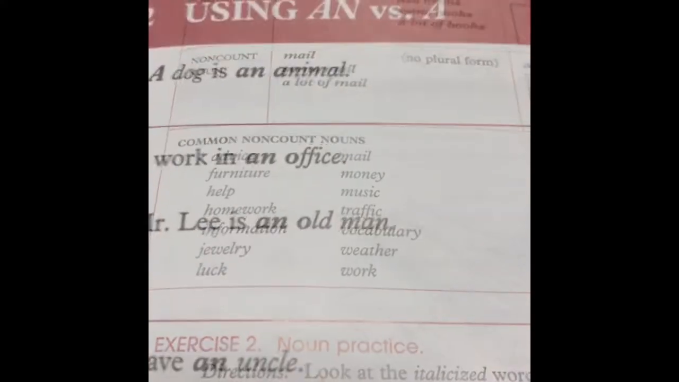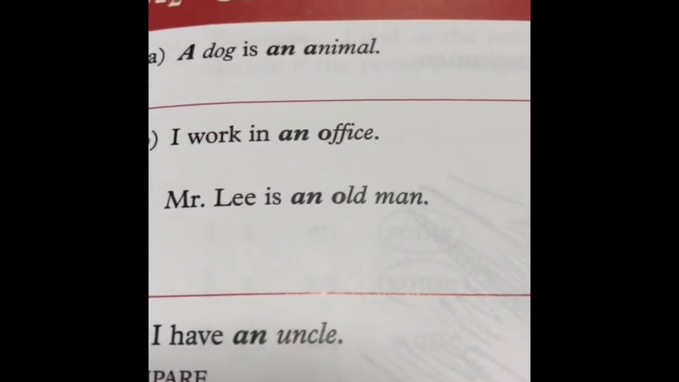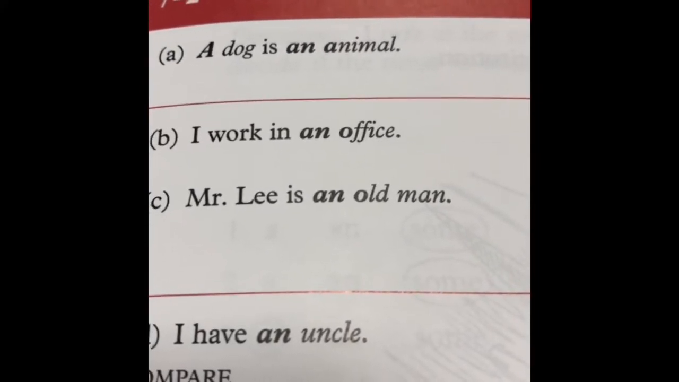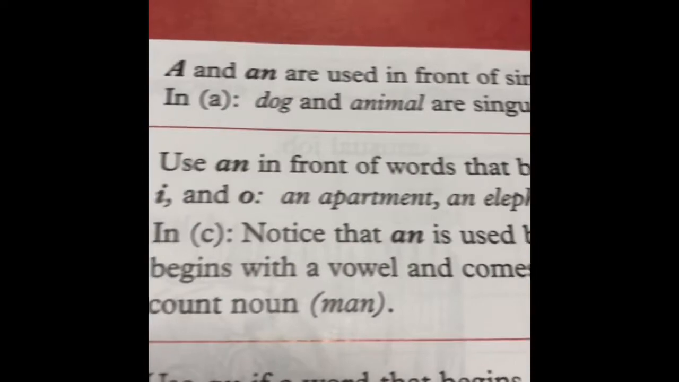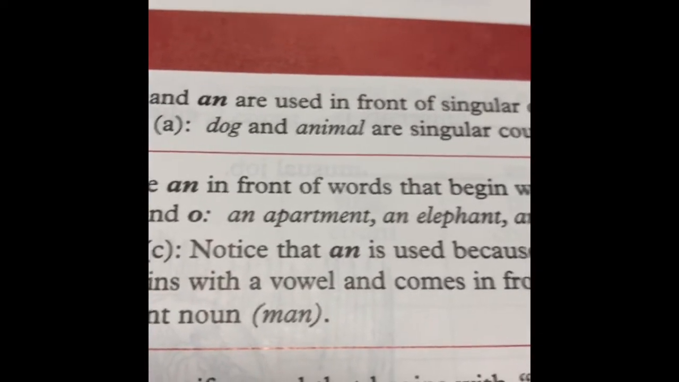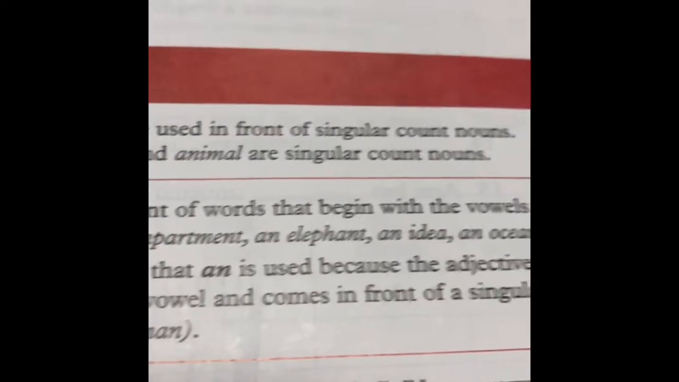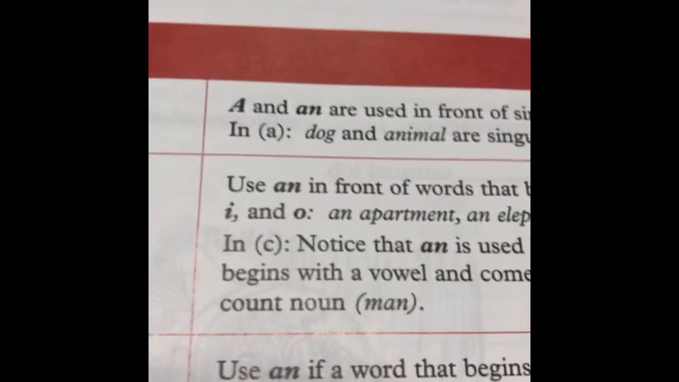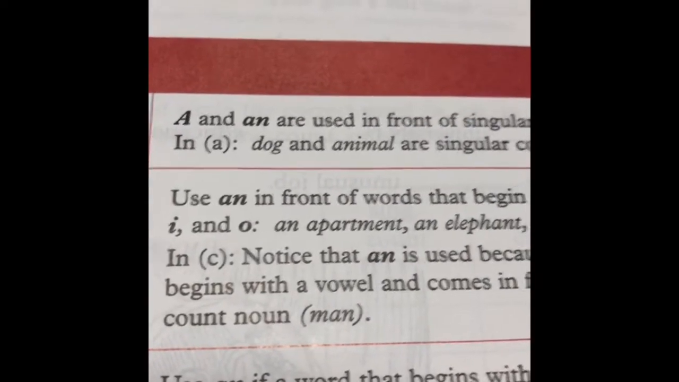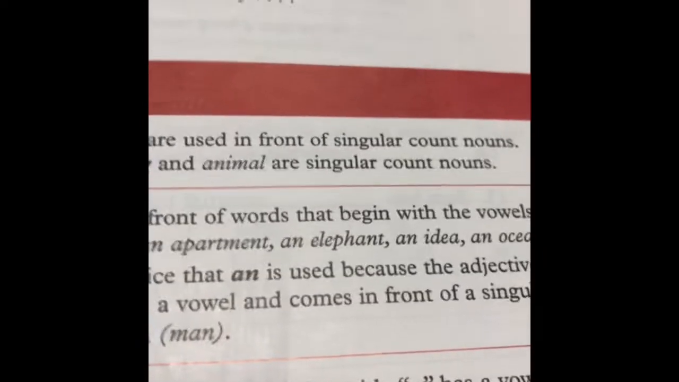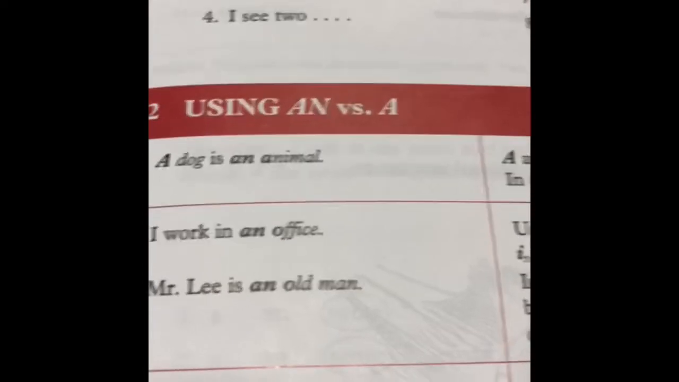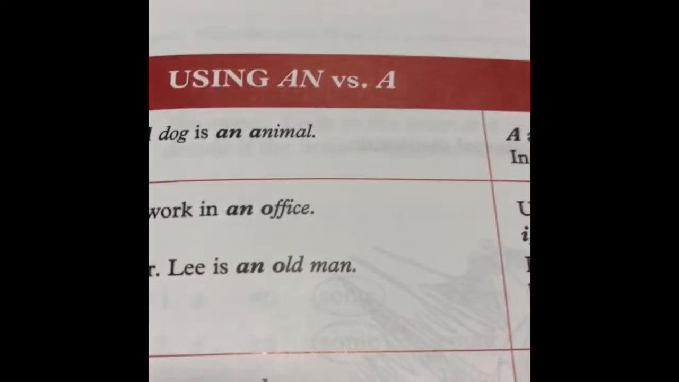Using an before nouns. A dog is an animal. A and an are used in front of singular count nouns. In this sentence, dog and animal are singular countable nouns, so we put a or an before them.